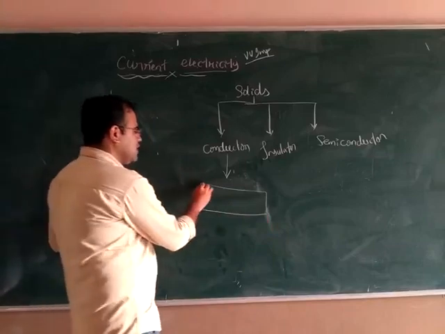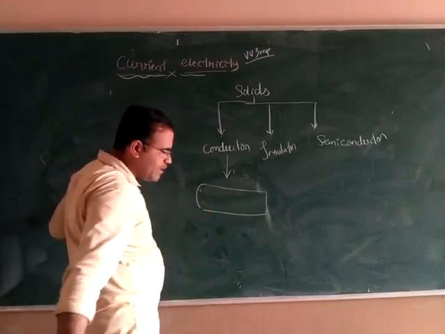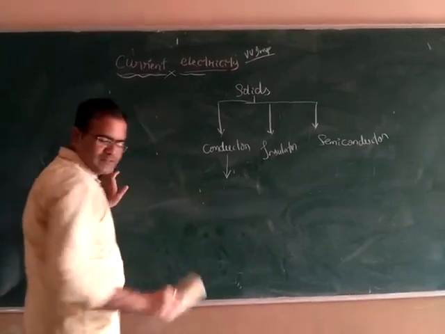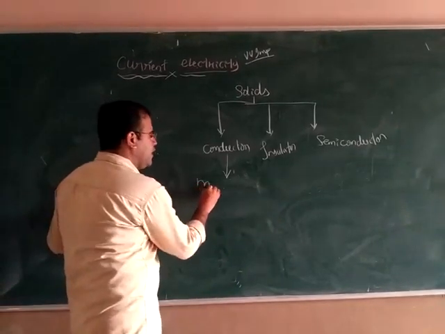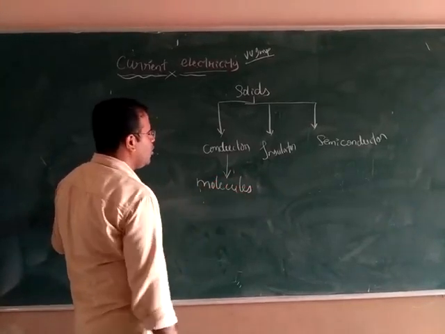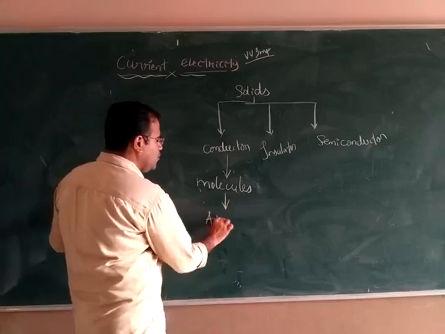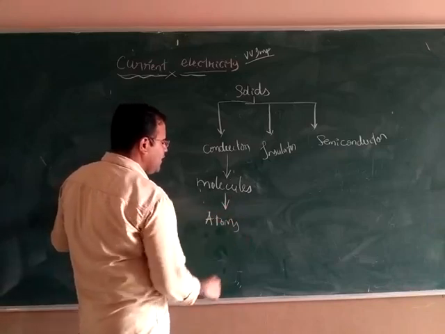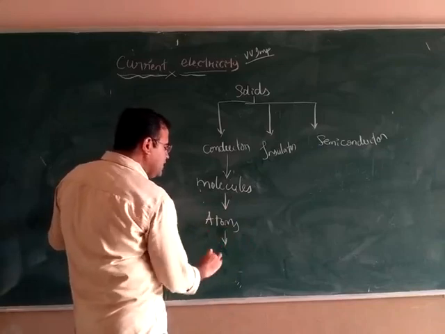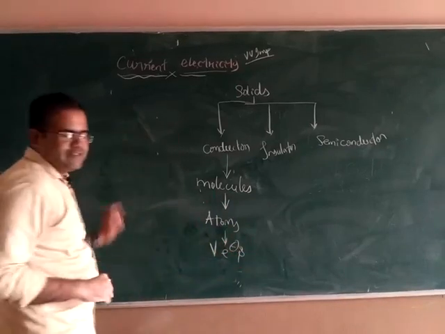So if this is a conductor here, what we have here? So when we have the conductors, we have a different amount of molecules. It means many molecules. When we have many molecules, we have many atoms here. So when we have the atoms here, in each atom we have valence electrons. So this is what you are observing.